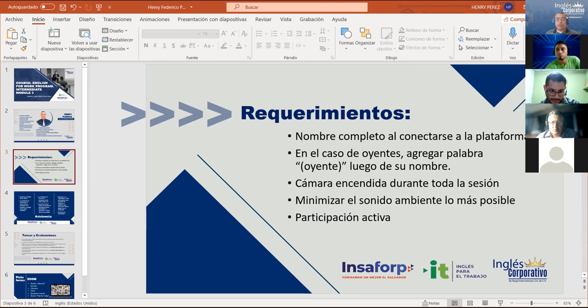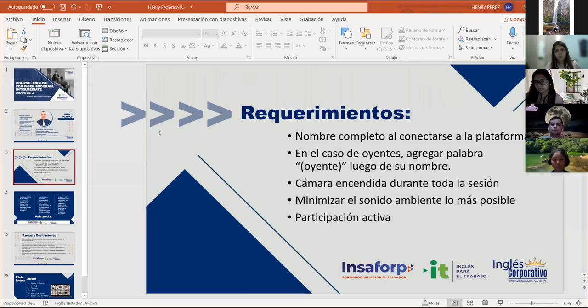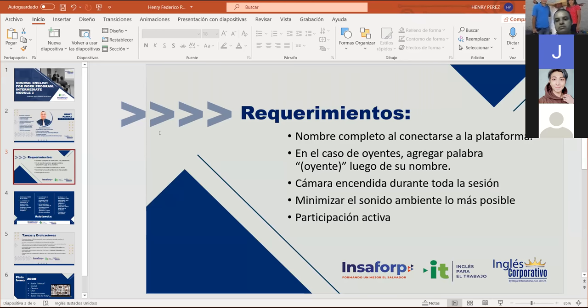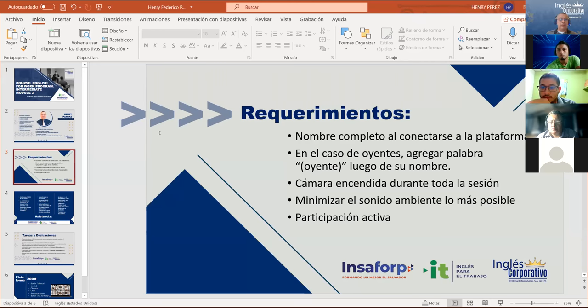Sí, exactly, right? So remember que ellos pueden entrar en cualquier momento, incluso los administradores de INSAFOR también. Pueden entrar en cualquier momento y nomás observan si de verdad usted está cumpliendo los requerimientos de poner su nombre completo, así como lo tiene Roberto, como lo tiene Juan José y varios aquí, right? Algunos veo que nomás tienen un nombre y un apellido, right? Eso ya, si lo pueden ir corrigiendo, right?